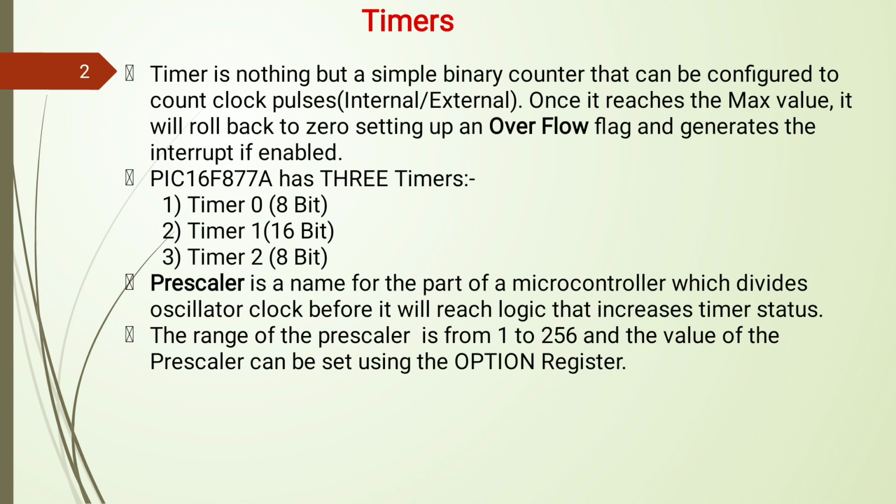We can consider that it will count either internal pulses of a controller circuit or external clock pulses applied to the controller circuit, and after reaching a particular count or number, it will generate an overflow signal, that is a timer overflow signal for each timer, as well as a timer interrupt. If we want to detect it as an interrupt, then we need to enable the interrupt.